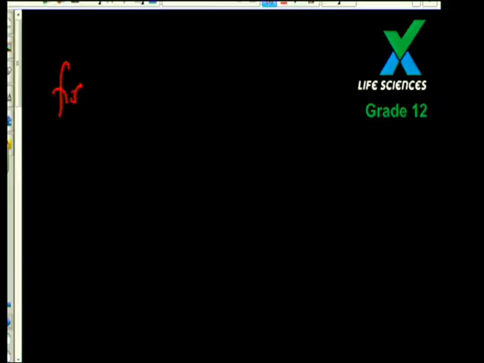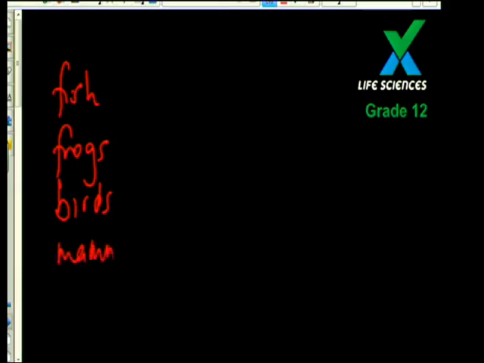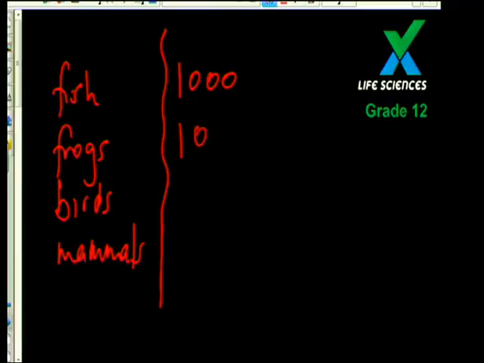I'm going to tell you that we have fish, we have frogs, we have birds, and we have mammals. These organisms, we look at the number of offspring that they produce, each one. Here we have 1,000, here we have 1,000, here we have about 400, and here in the mammals we have about 100.